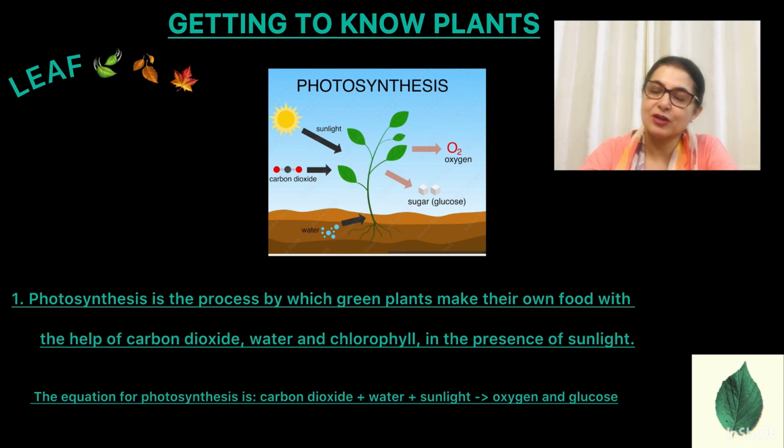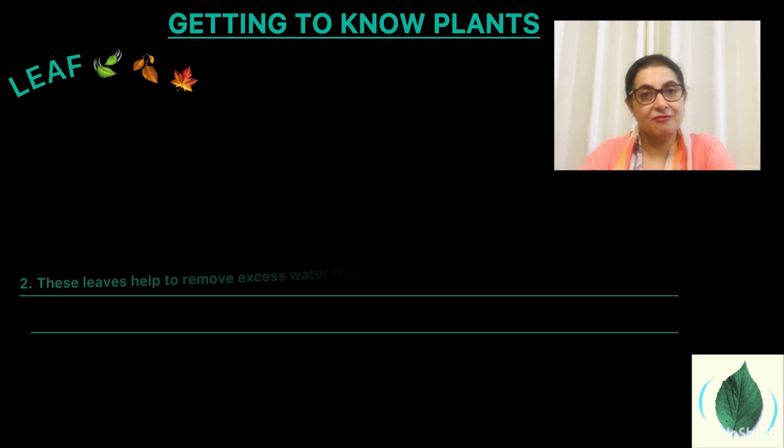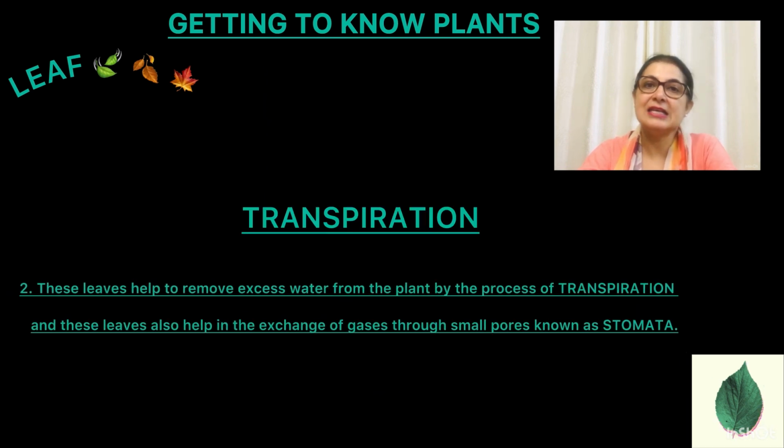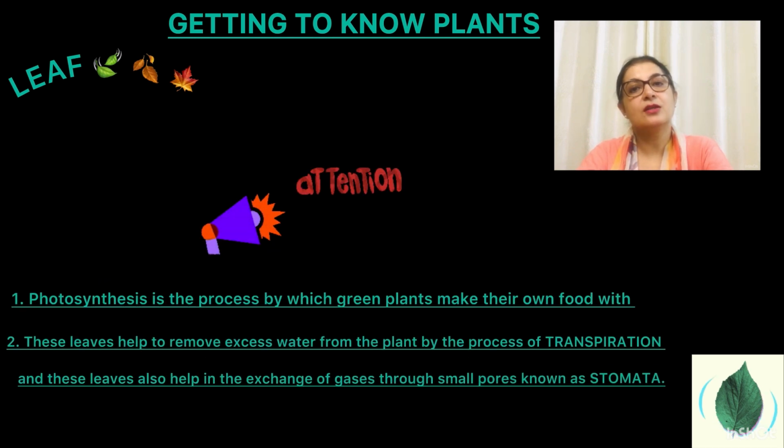So this is the first function of the leaf. And what is the second function of the leaf? It is that these leaves also help to remove the excess water which the plant might have absorbed with the help of the roots. Now the roots are absorbing water from the soil, and there might be a time when there is excess water in the plant which has to be got rid of, and the process is known as transpiration. So these are the two main functions of the leaves in the plant.